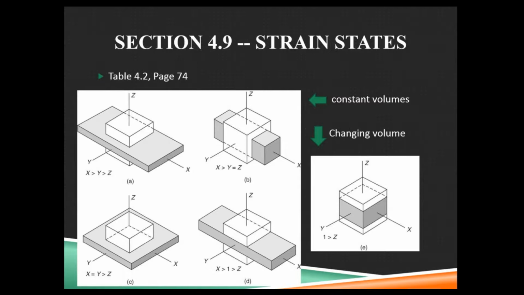Case C, elongation in Z is negative. It's compressing. In the X and Y directions, it's equal. It's elongating positively, it's getting longer, but equal amounts in the X and Y directions. Another condition, there's no change in the Y direction. The X direction is positive, it's elongating. The Z direction, it's negative, it's compressing.